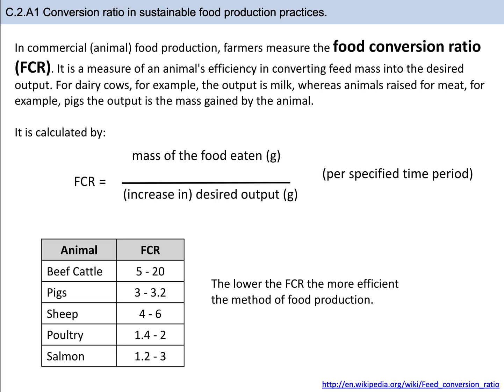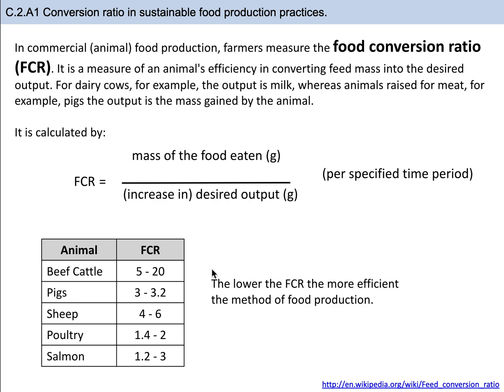So for a dairy cow, your output that you want is milk. If you're looking for meat, it might be a beef cattle, so you're going to weigh how much that cow weighs so that you know how much meat production you're going to get. Or a pig. Often pigs are used for meat production. So how much does that pig weigh? The way you find the FCR is the mass of the food eaten by that animal divided by their increase in the desired output. So how much milk did they produce? How much do they weigh now that you've been feeding them?